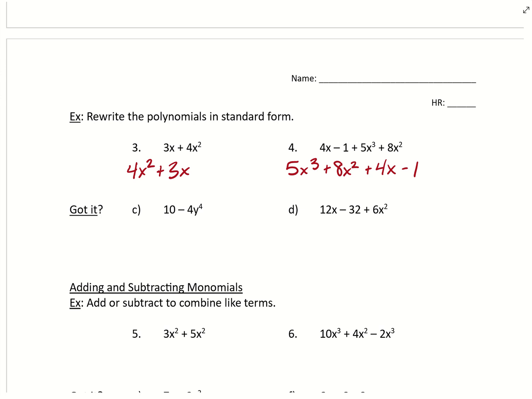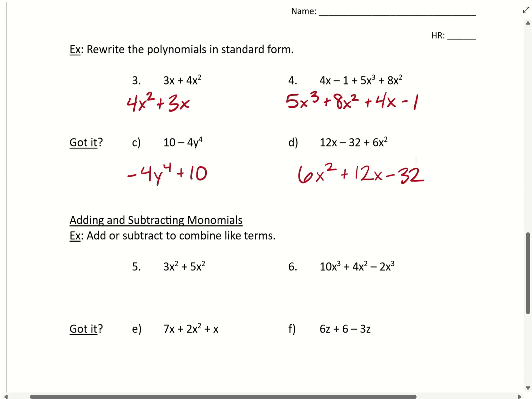All right, go ahead and do Got It problems C and D. Pause the video while you do that, and unpause it to check. All right, so I went ahead and did C and D. You'll notice on C that the negative goes with the 4y to the 4th power, so make sure you're doing that correctly. For D, you have 6x squared plus 12x minus 32.